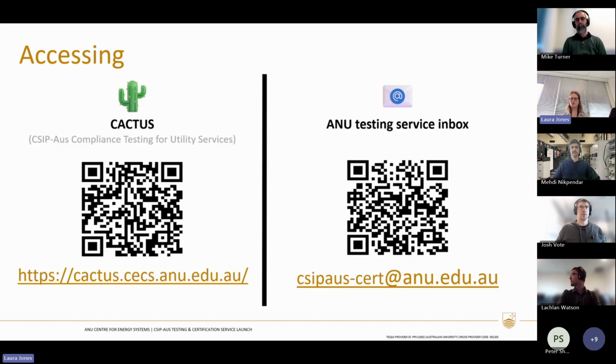Our front door for all inquiries is the ccpols.cert@anu.edu.au email address. So when you want to book a witness test, if you have any issues or you require support, email that inbox. And if it's, for example, a bug in Cactus, we will forward that on to the appropriate internal software developers who can fix issues.